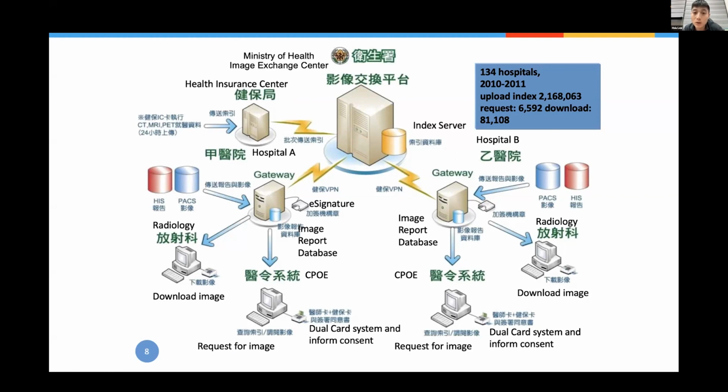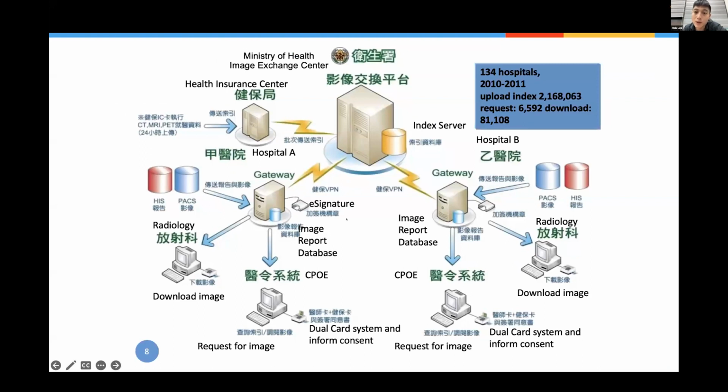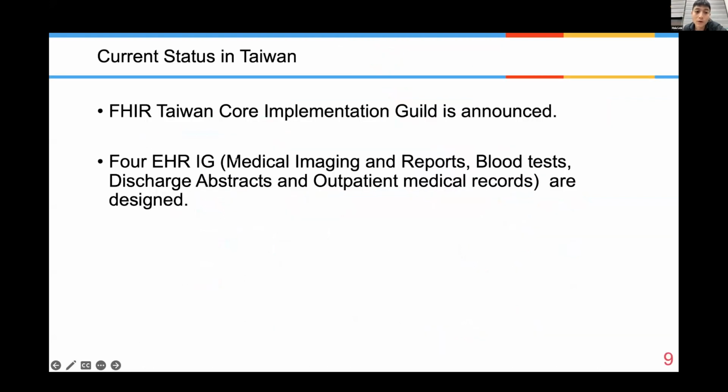Based on this infrastructure, starting last year in 2022, the IT department in the Ministry of Health wanted to upgrade the whole system to an international standard. So they started to design TW Core IG, which means the Taiwan Core Implementation Guide. In this architecture, they have four major documents that need to be prepared and then made available for other hospitals to request, including the medical image and report, the blood testing, the discharge summary, and the outpatient medical records.